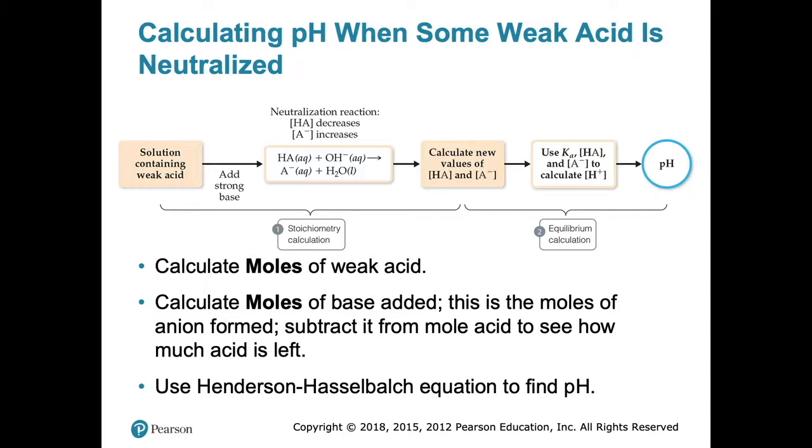So calculate the moles of weak acid, calculate the moles of the base, and then the moles of the anion formed, and subtract it from the moles of the acid to see how much acid is left, and then use the Henderson-Hasselbalch to find the pH. So those are the steps. This is just reiterating the fact that it's never going to be that easy. We're never going to give you just the number of moles. It's going to be a concentration. You'll have to figure out the number of moles yourself, which is easy, okay?